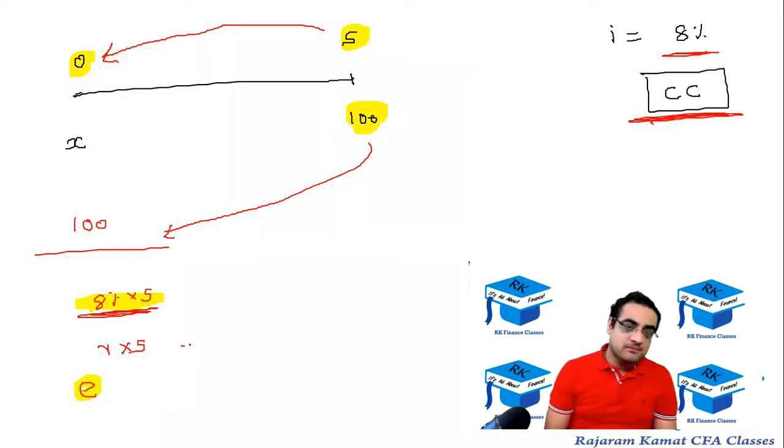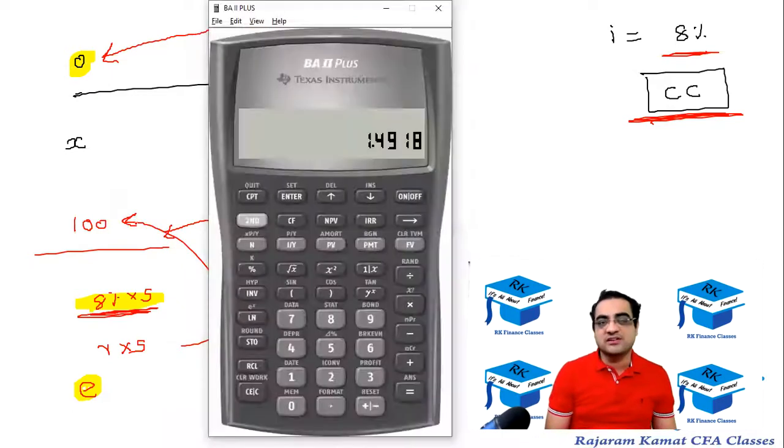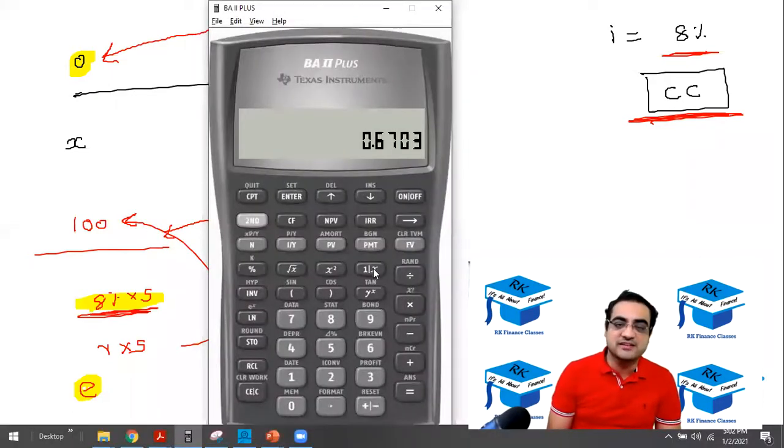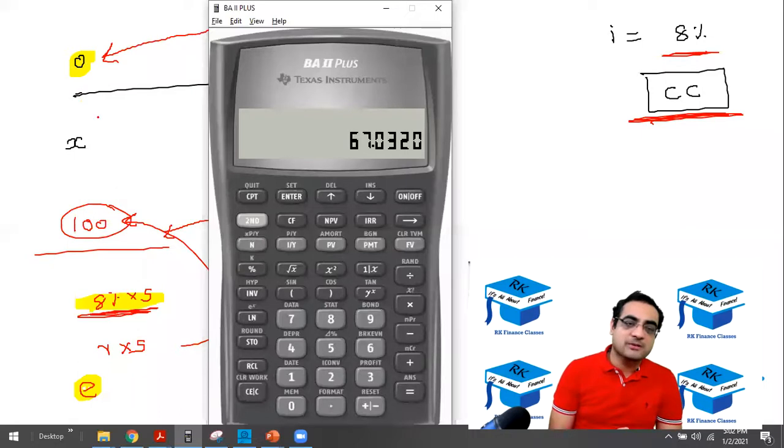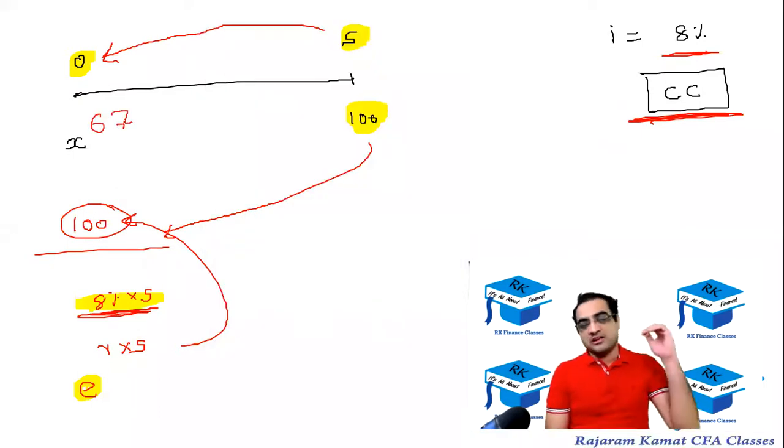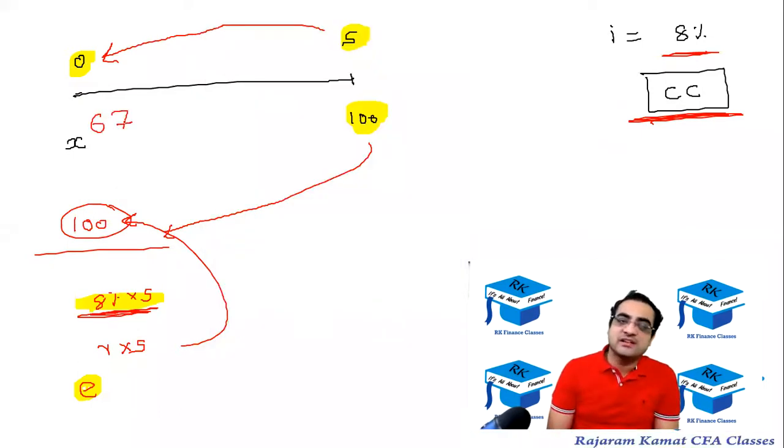Then take it up, and for taking it up, you know the function, 1 by x, this key, and then multiplied by 100. The cash flow is 100, so into 100. So that's 67 rupees approximately. You have to deposit 67 rupees, which will increase to 100 rupees at the end of 5 years.